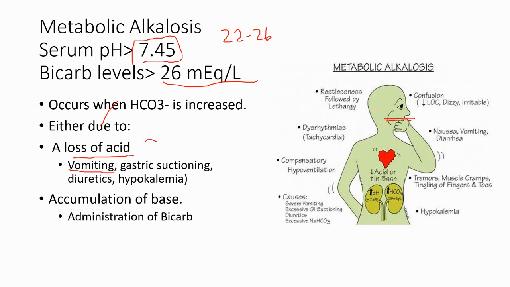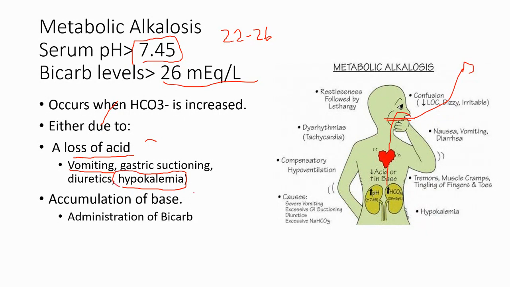Gastric suctioning. We put an NG tube in patients, right? It goes down into their belly, we hook it up to suction, and suck it out. All their acid gets sucked out. Acid being depleted from their body, they go into a metabolic alkalosis. Diuretics are certainly something that can cause a metabolic alkalosis. And here's the reason. Remember, with diuretics, we're losing fluid and electrolytes.